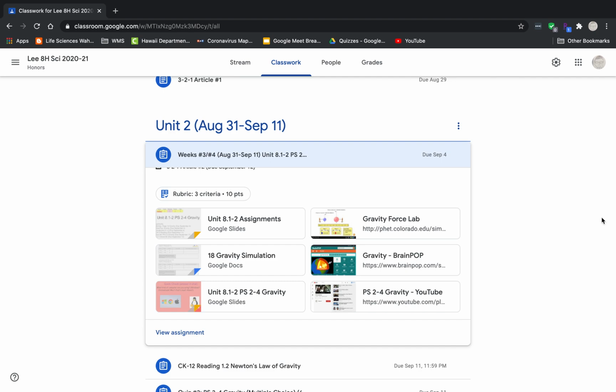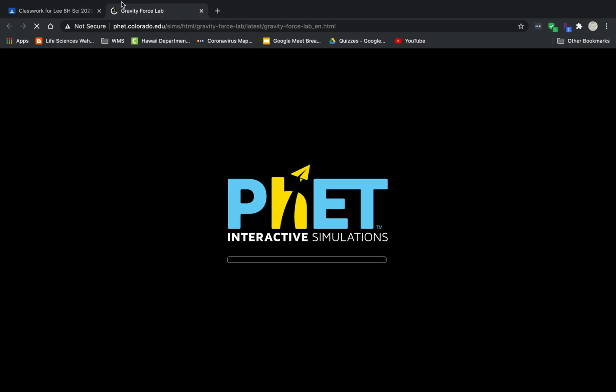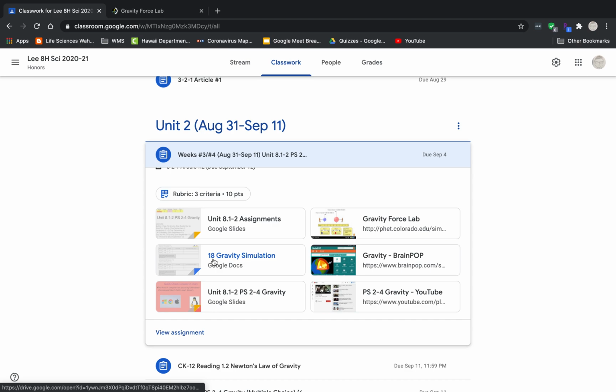In this video, you're going to learn how to use the simulation to determine the effect of mass and distance on the force of gravity. So under Unit 2, you will see two links that you need to open. The first one is the Gravity Force Lab link, and the second one is the page 18 Gravity Simulation Google Doc. So please open those two.